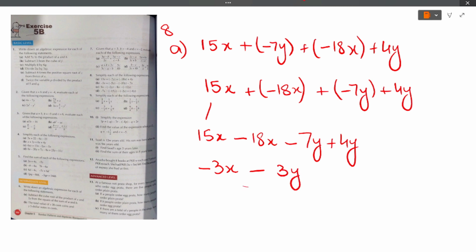3y. So I can take common because minus 3 is common here. Can you see minus 3 is common here? Here it is minus 3 with x, and here it is minus 3 with the y variable. So I'm going to take the common minus 3 out as it is. In the bracket I'm going to write x and then minus minus plus, what is left here? y. So that's the answer.